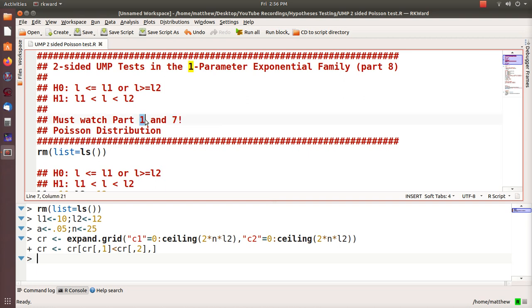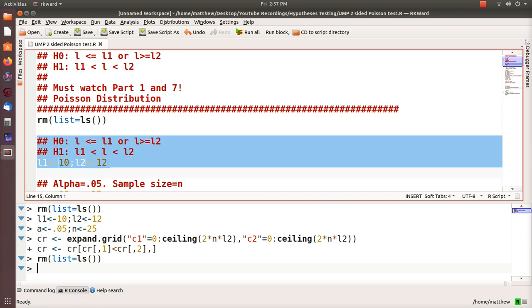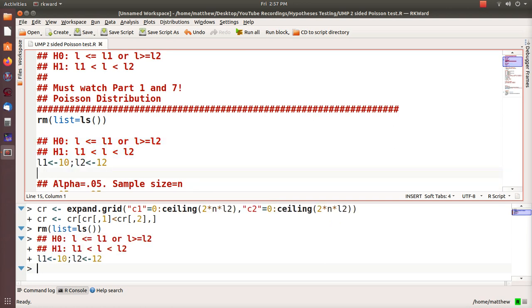In part 1, we looked at the theorem that we use to prove that this is a uniformly most powerful two-sided test. And so the null hypothesis is the true lambda parameter less than or equal to 10 or greater than or equal to 12, and the alternative hypothesis is the true lambda parameter between 10 and 12. And that's what this null hypothesis says right here. And I just randomly picked 10 and 12.